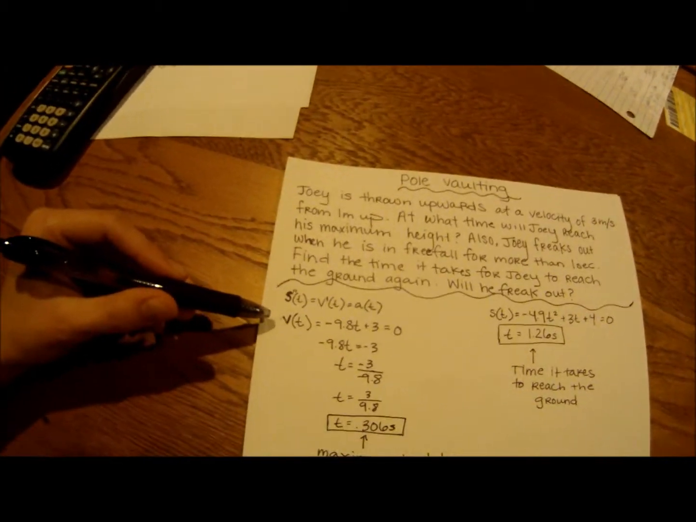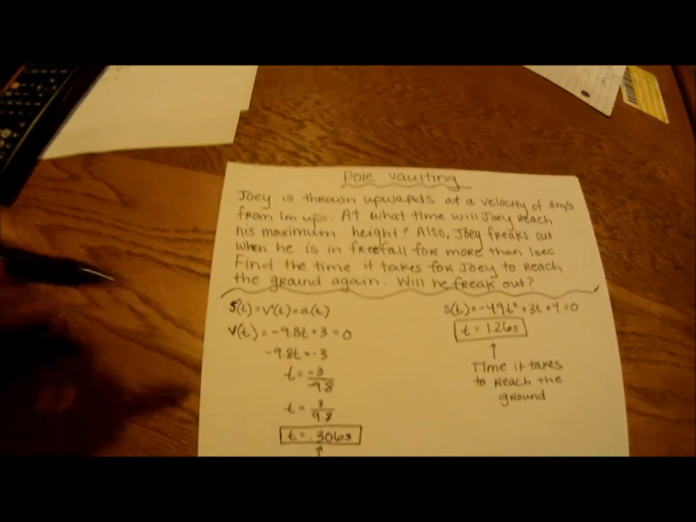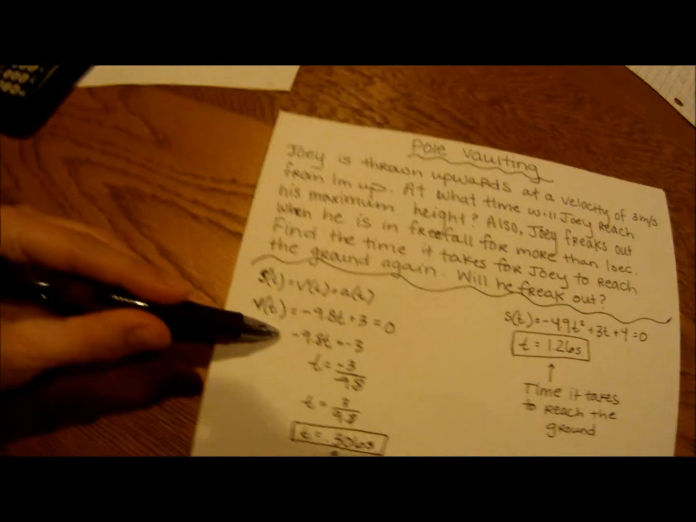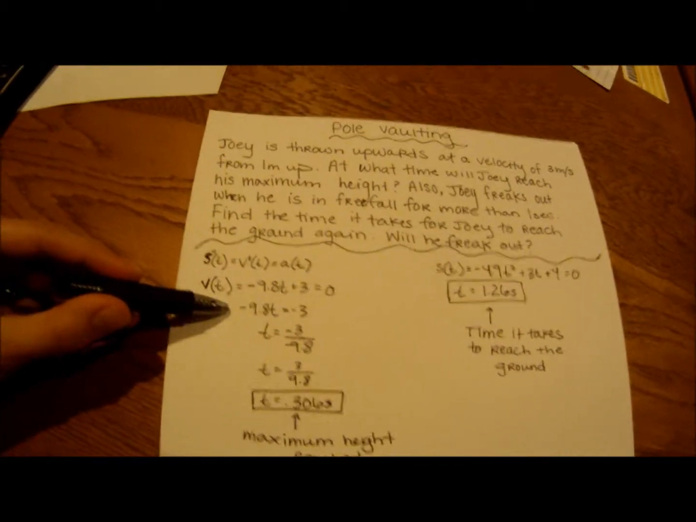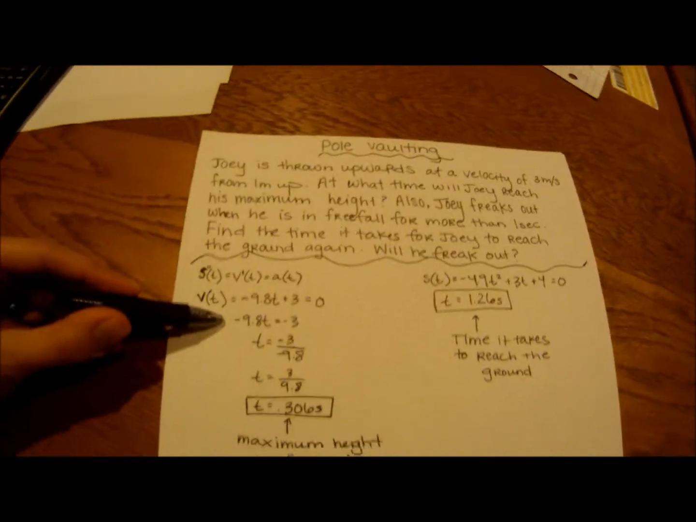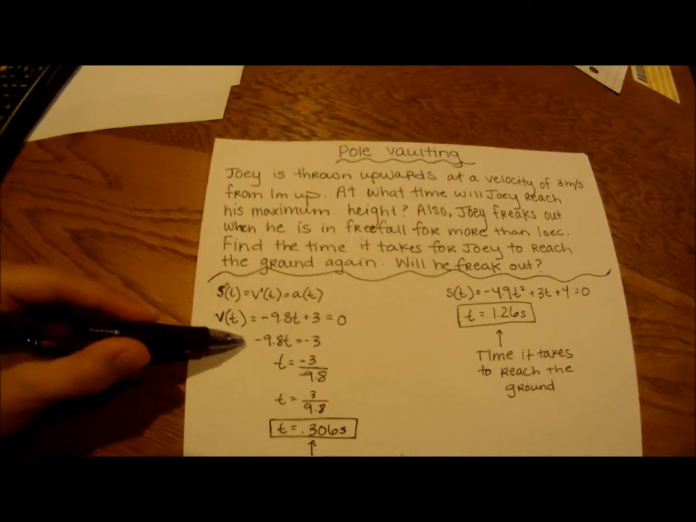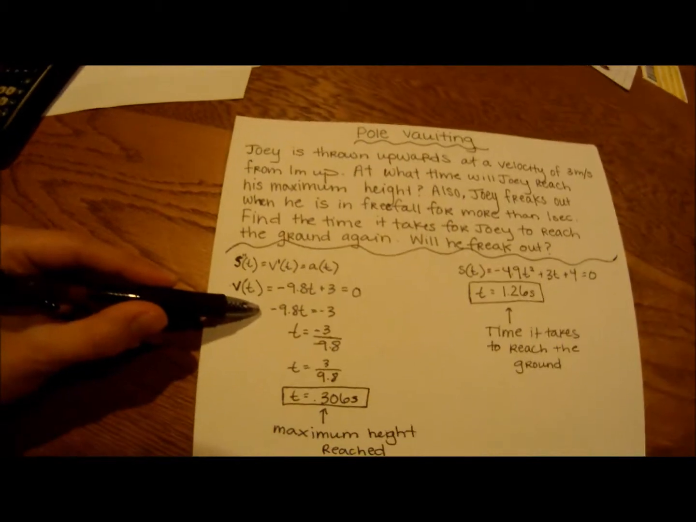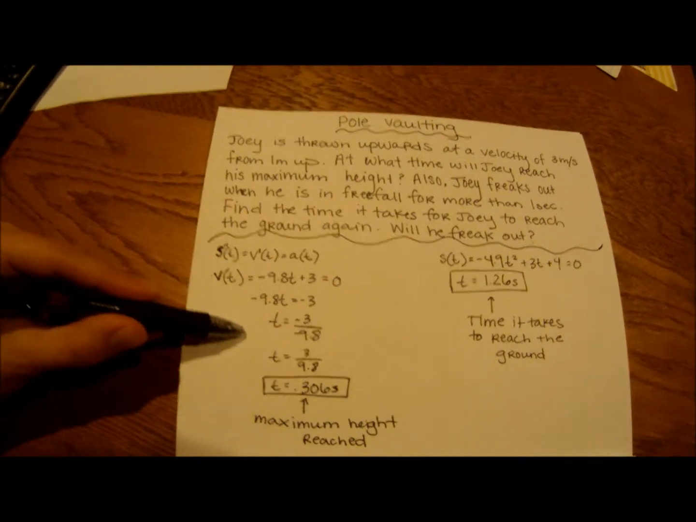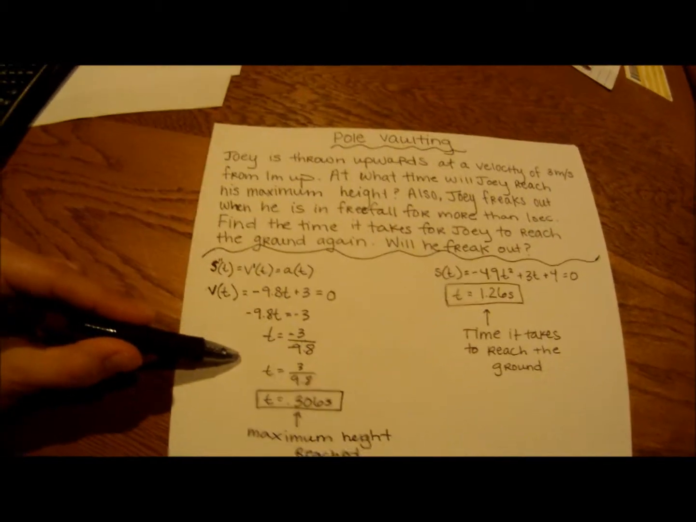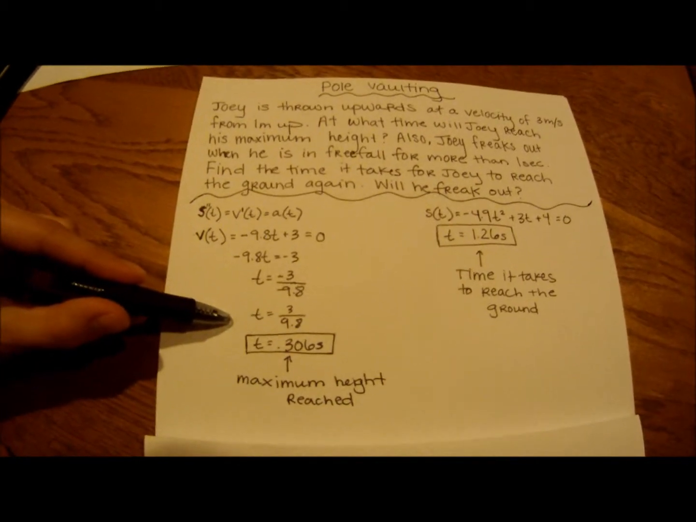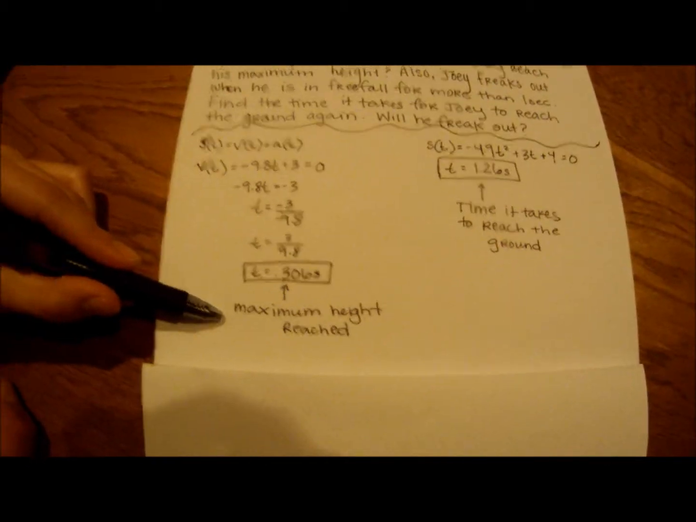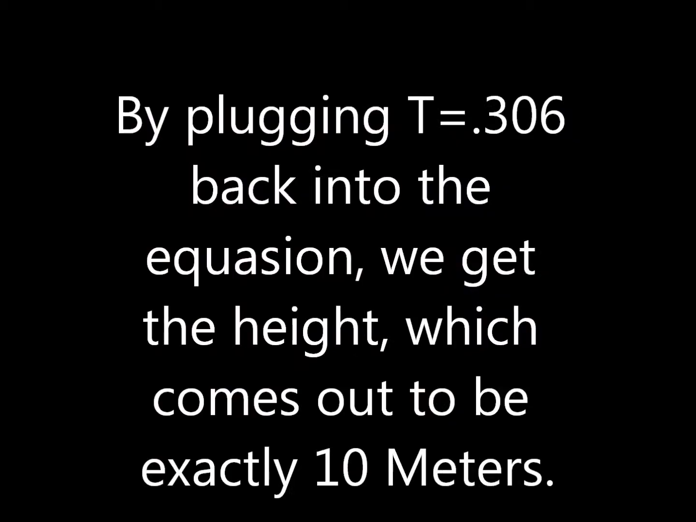Now, V of t equals negative 9.8t plus 3 equals 0. Now, we solve this equation for t in order to find the time when the velocity equals 0, aka when Joe is at his max height. So negative 9.8t equals negative 3, divided by negative 9.8, and then t equals 0.3065, which is the time of the maximum height reached.